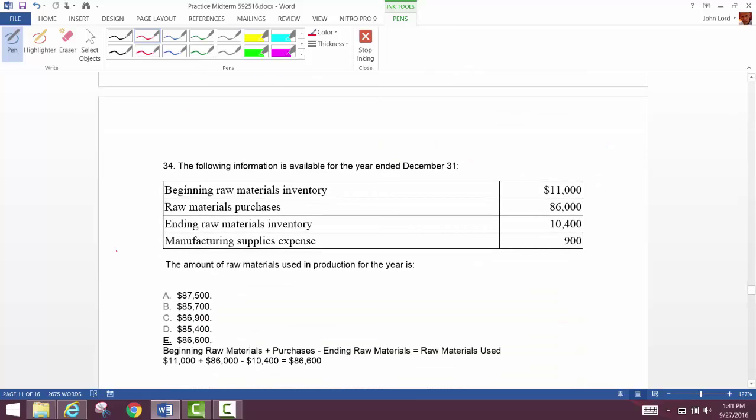What is the amount of raw materials used in production? That's a subtract from raw materials, isn't it? Okay, beginning balance is 11,000. Ending balance is 10,400. Good. The adds for the period is the raw materials purchased, isn't it?